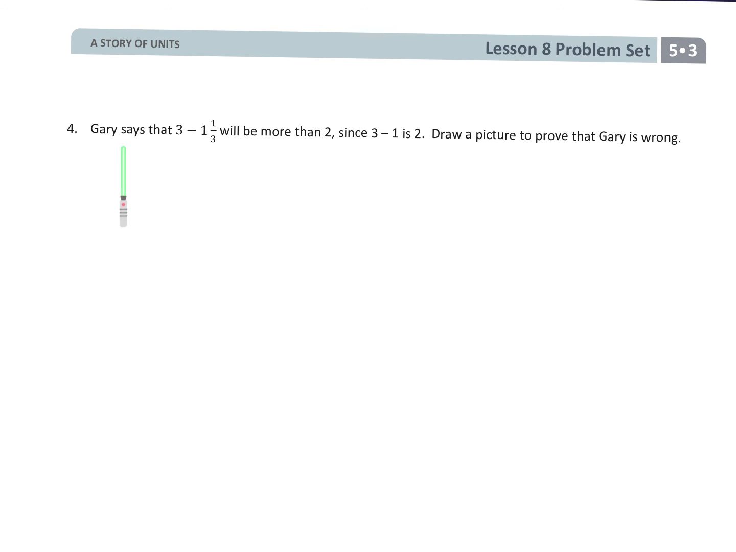Gary says that 3 minus 1 and 1/3 will be more than 2, since 3 minus 1 is 2. Draw a picture to prove Gary wrong. Okay, well at this time, you can draw a picture if you want, or you can just solve the math and show him why he is wrong. I would accept either one. So go ahead and pause the video, and I'll have the answer pop up in 3, 2, 1.